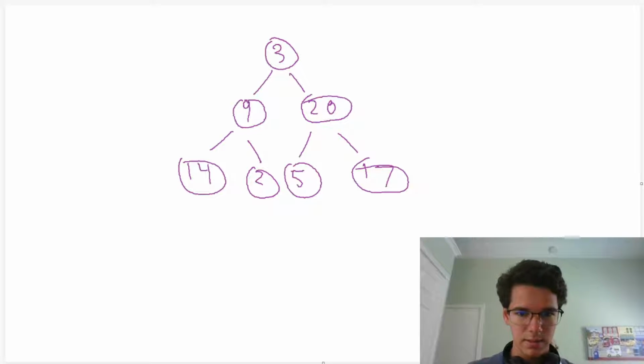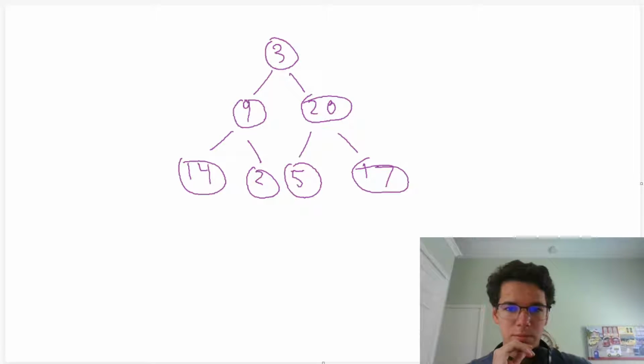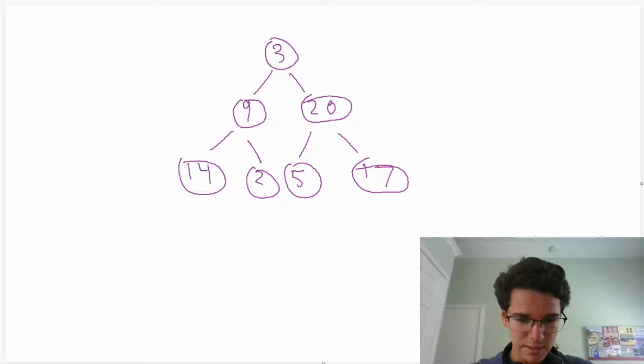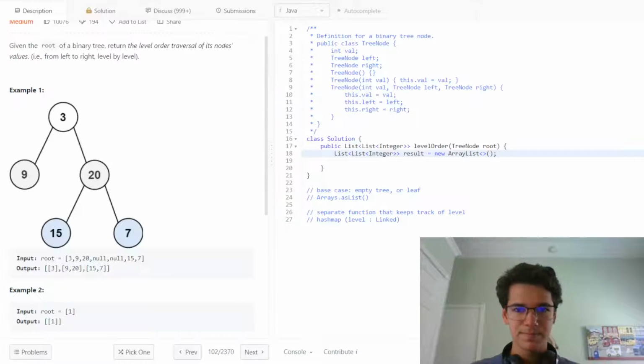Okay, and then in the end, we will iterate through the hash map, grab each linked list, and just load it into our result. And that should be that, actually. Okay, let's try to implement that really quick. I'm going to switch back to the LeetCode window.